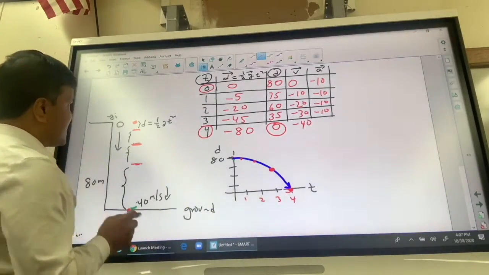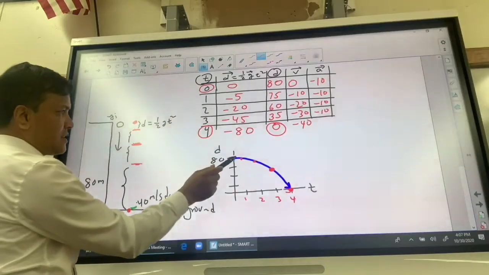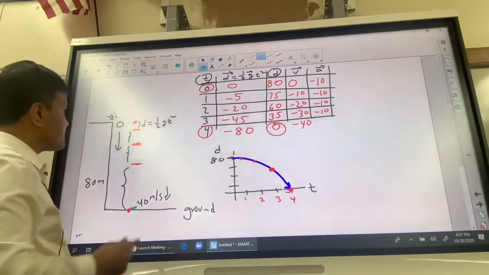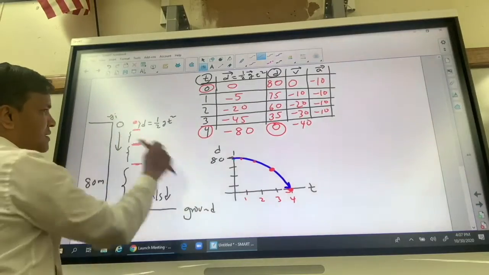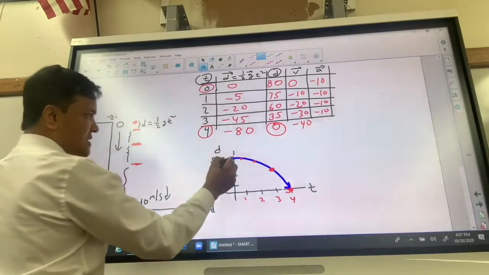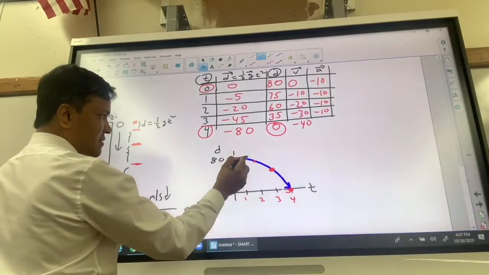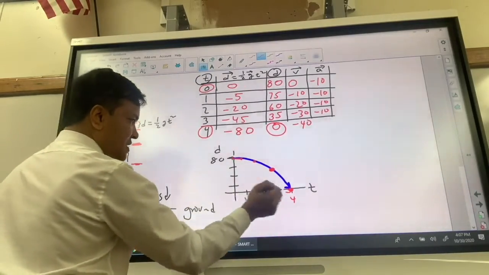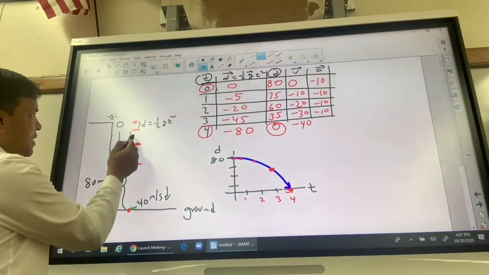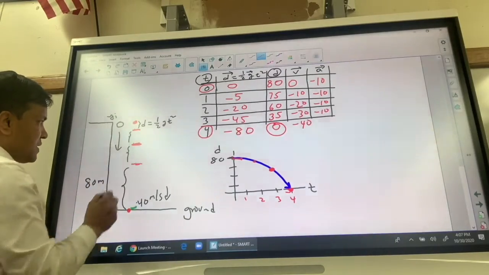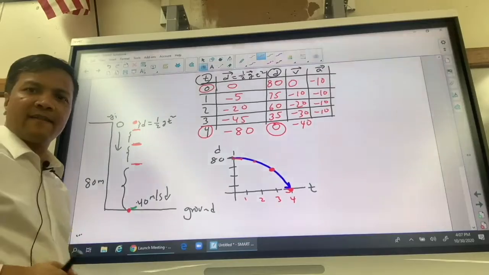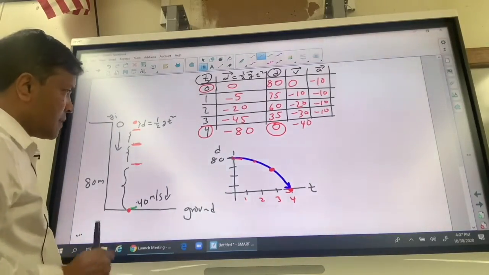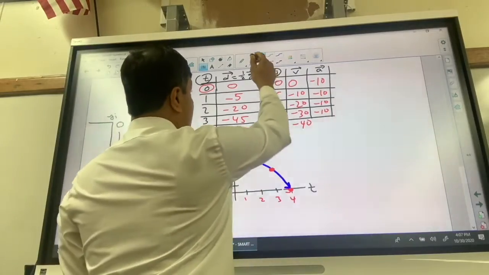So as you see, this dot matches what I have on the parabola. This distance is smaller than this one, this is smaller than this one, and this is smaller than this one. Okay. Now we're going to draw the velocity versus time graph.